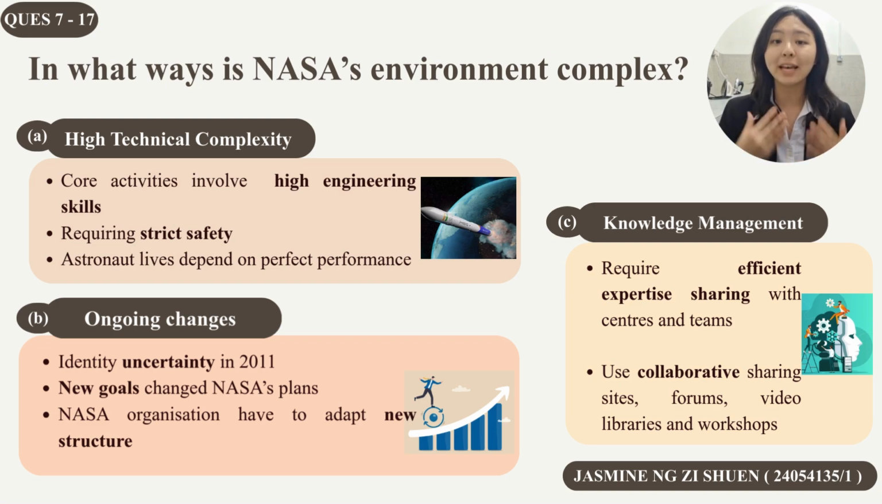One major source of complexity is its high technical demands. NASA's core work involves rocket science, which requires large teams of highly skilled engineers and scientists. The spacecraft it uses, such as the Space Shuttle, cost millions of dollars and require extremely careful maintenance and supervision. Every mission involves enormous technical risk, and NASA must ensure that all systems work perfectly to avoid risking astronauts' lives. This high level of responsibility and technical expertise makes NASA's environment more complex than most organizations.